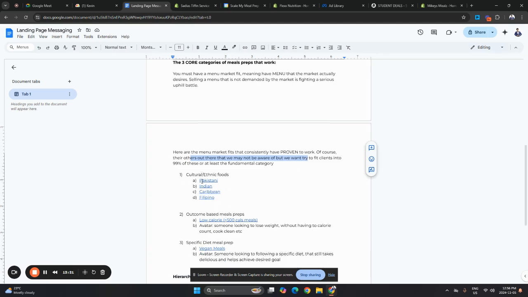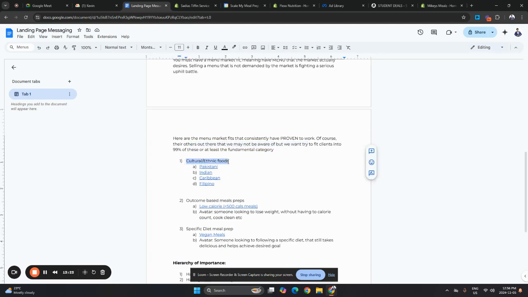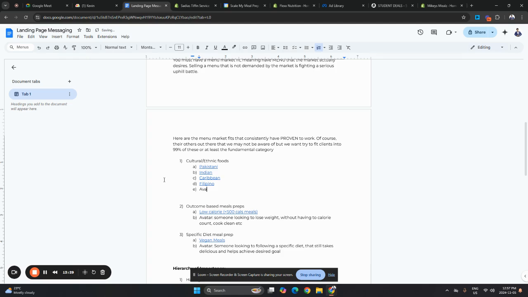And the overall categories are really important, like cultural ethnic food. Okay. So these are people that do different cultural food or ethnic food. And the avatar really just cares about the authentic taste of home, right.